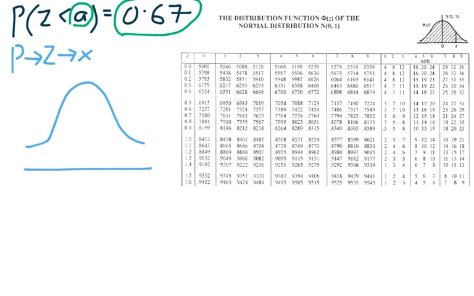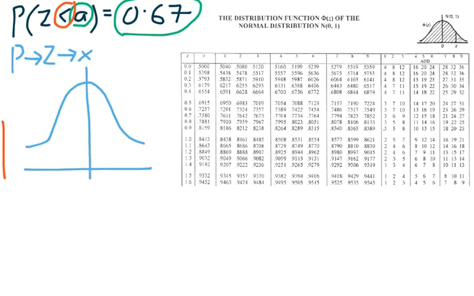If the symbol given to us is less than, we start our shaded area from the left side of our distribution. If the symbol is greater than, we start our shaded area from the right side of our distribution. Here, our symbol is less than, so we start our shaded area from the left side. Now look at our probability value. It is 0.67, which is more than 0.5.